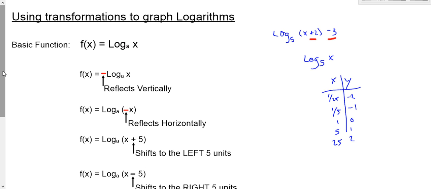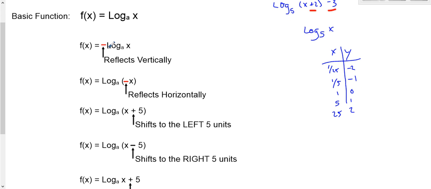Let's look through here. I pointed out the transformation values. If I have a negative out in front of the logarithmic function, that is reflecting vertically. If the negative is inside with the x, that is reflecting horizontally. Vertically is up and down.